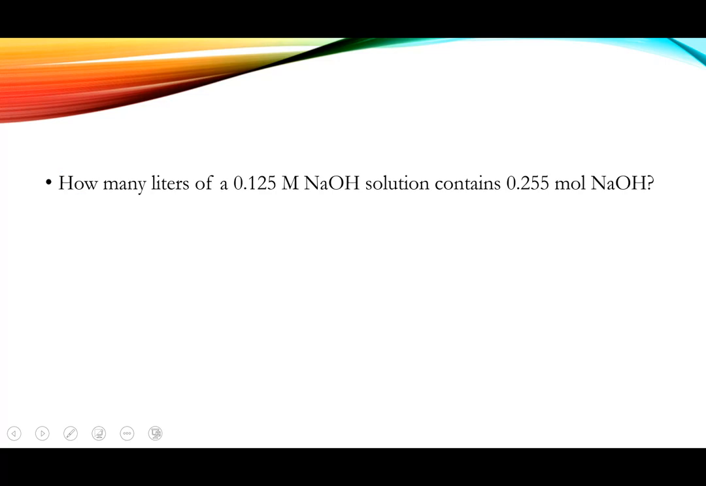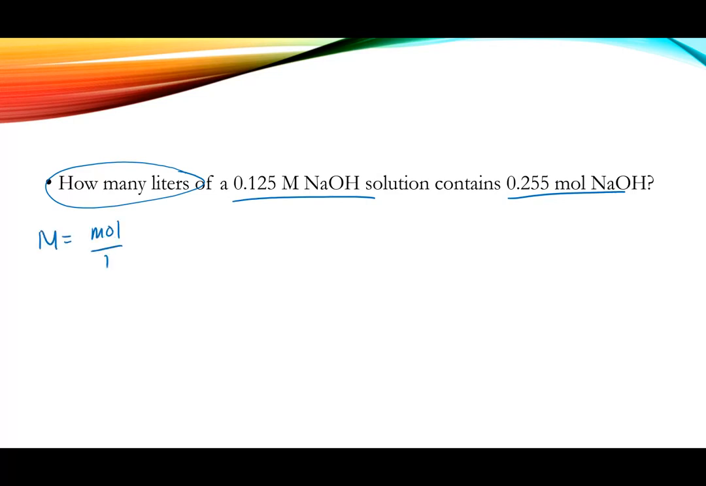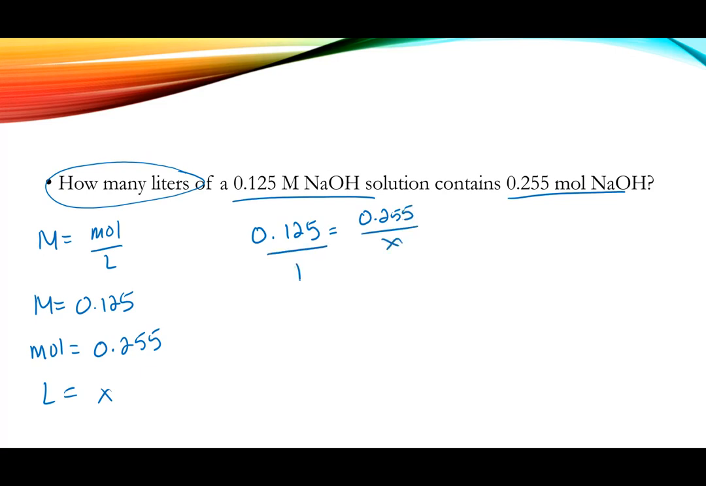And then lastly, we're going to solve for liters here. So I'm given moles, given concentration, solving for liters. Molarity is moles over liters. My molarity is 0.125. My moles is 0.255. My liters is my unknown. So 0.125 equals 0.255 over X. Put that over 1. Cross multiply, you get 0.125x equals 0.255. So X is 2.04 liters.